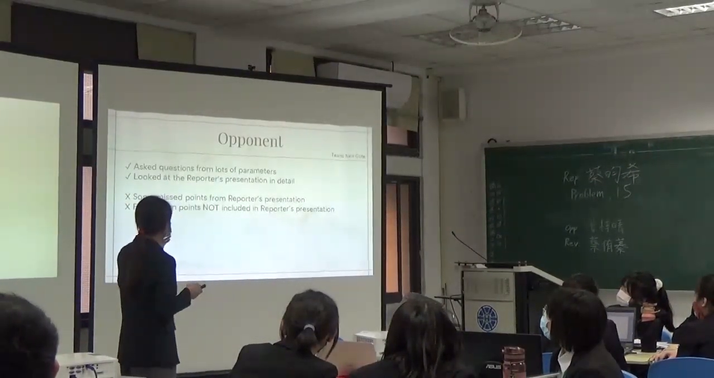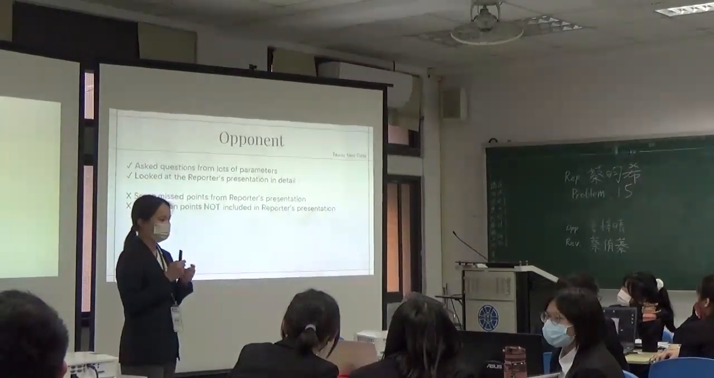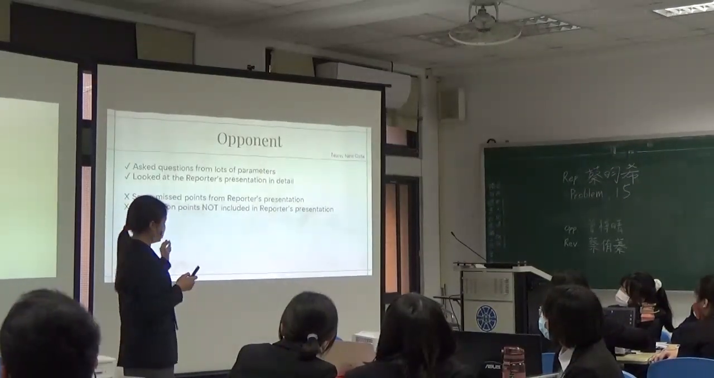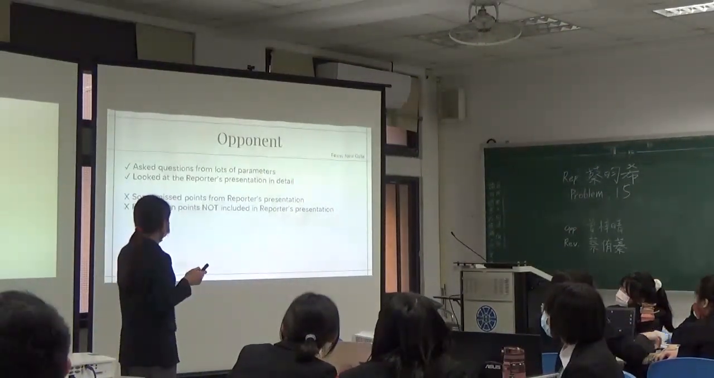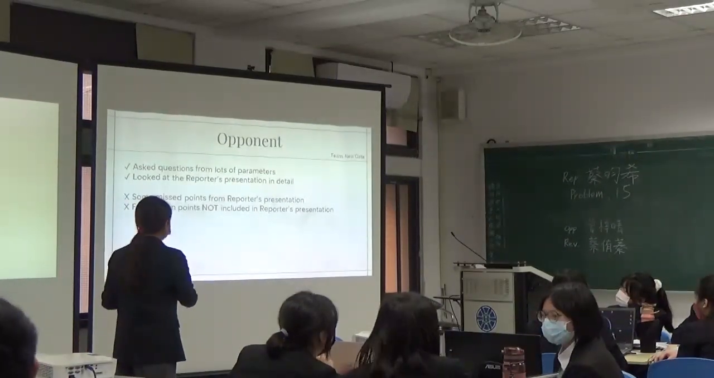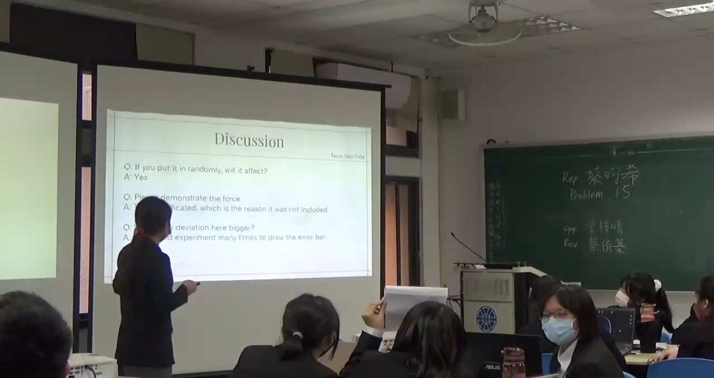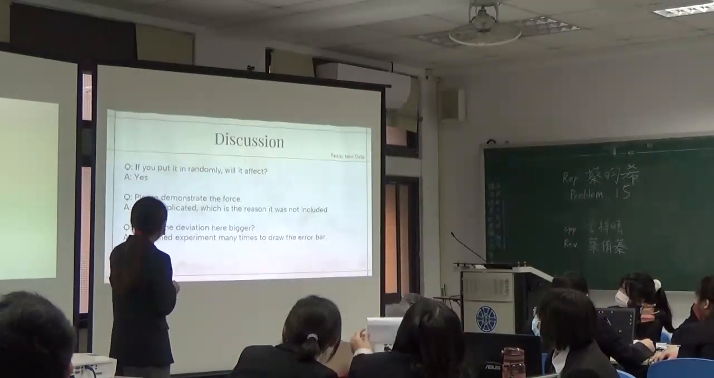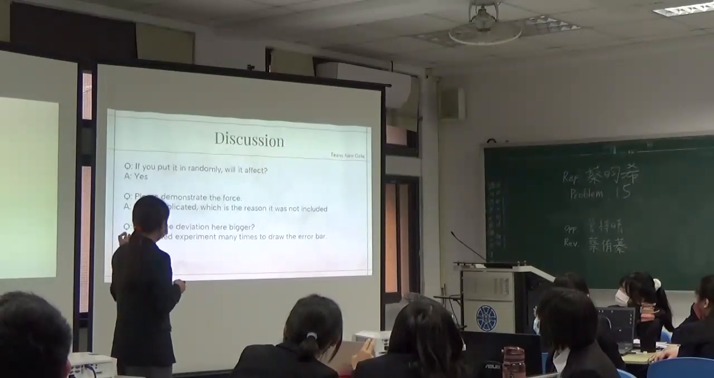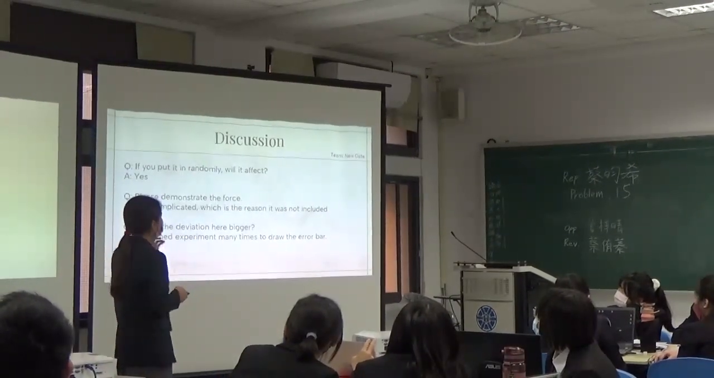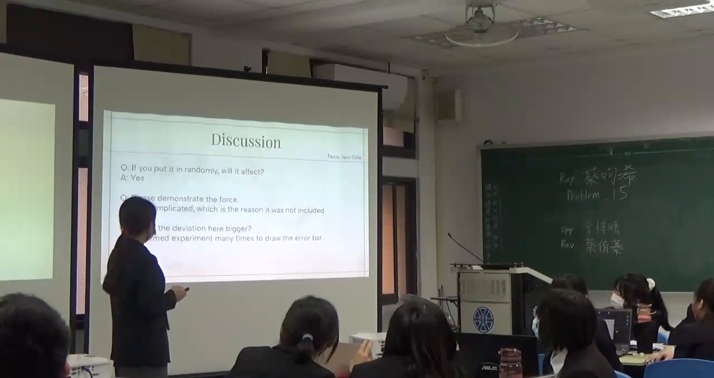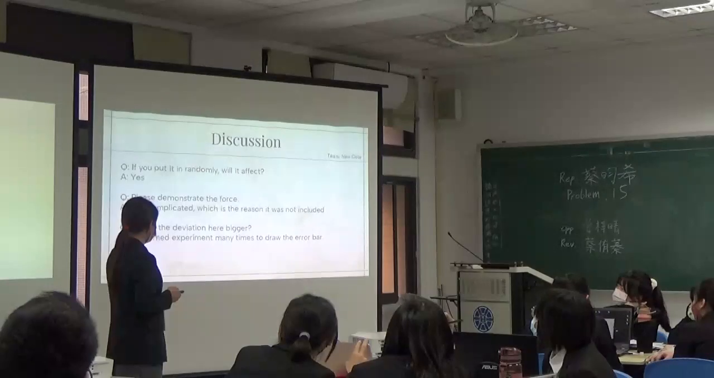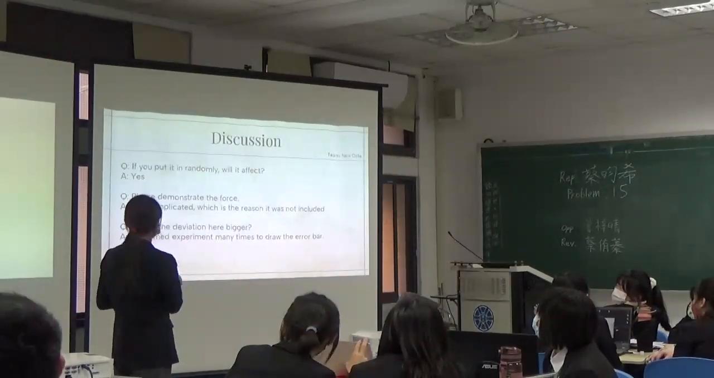For the opponent, they asked questions on lots of parameters and looked at the reporter's presentation in detail, focusing on points not included in it. For the discussion, the first question is, if you put it in randomly, will it affect? The answer from the reporter is yes. Please demonstrate the force. The reporter replied it's too complicated, which is the reason why it's not included. Why is the division here bigger? Because they performed the experiment many times to draw the error bars.